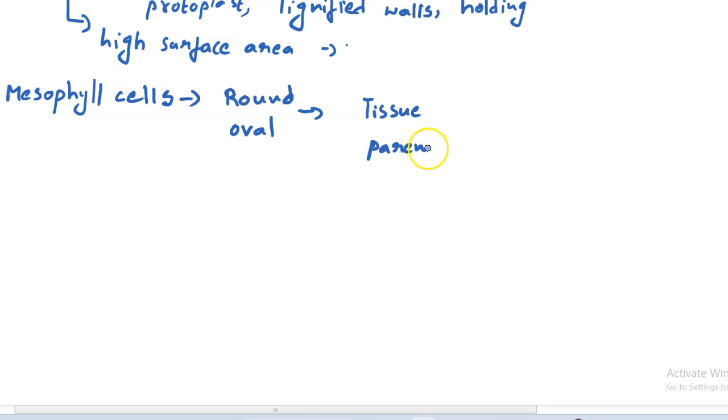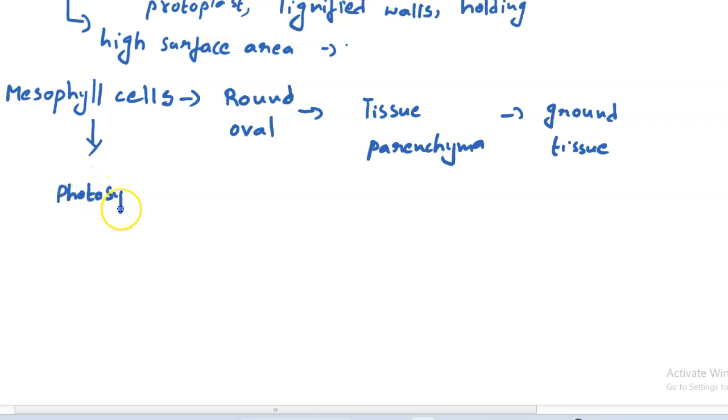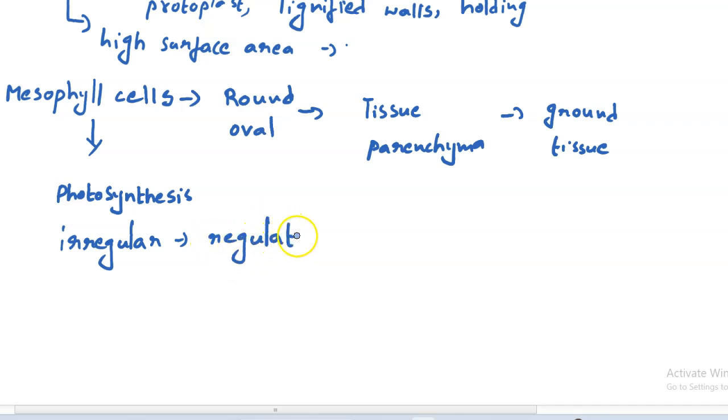That is ground tissue. This ground tissue system present in the leaves is involved in photosynthesis because they possess chlorophyll pigments. Hence, they appear green in color. Apart from this, they are irregular in shape, round and oval. This irregular shape helps in regulation of gaseous exchange between the plant and environment.